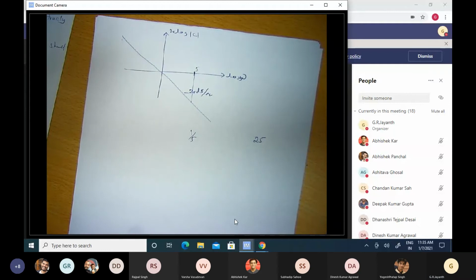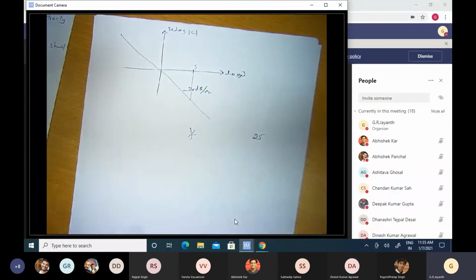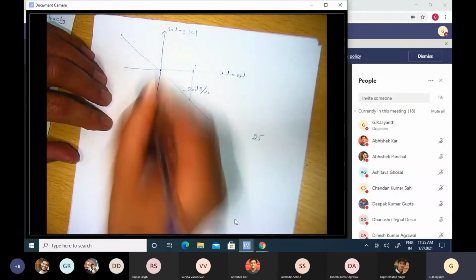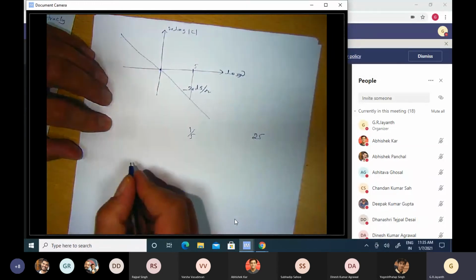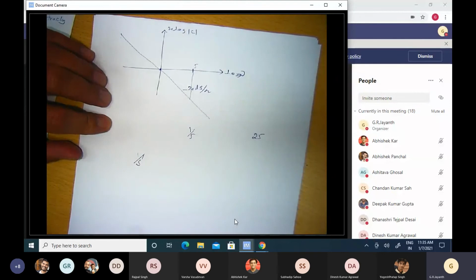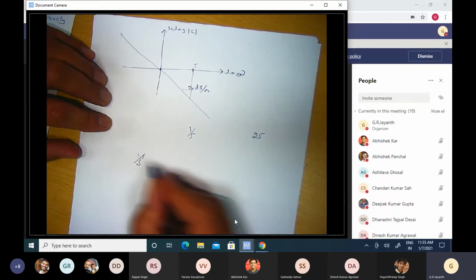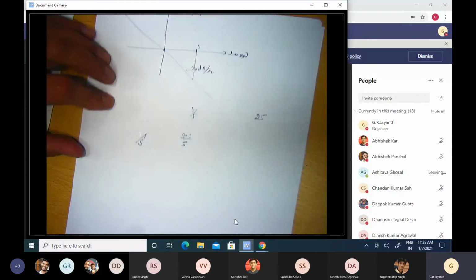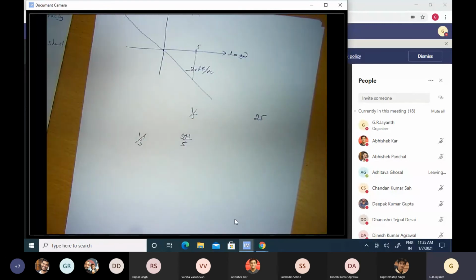But suppose instead of this particular controller structure, suppose I had introduced a 0 at 1 radian per second. Or in other words, instead of choosing 1 by S as the controller, let us say I had chosen to use S plus 1 by S. So what does this term S plus 1 do? We just discussed that, right?